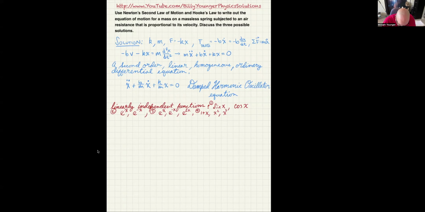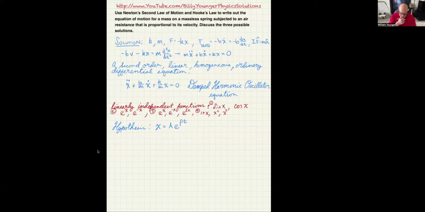So now that we have that, I'm going to go ahead and use the method that I introduced to you in oscillations example 1 to find a solution to this differential equation. And what I'm going to do is make a hypothesis. The hypothesis is x is equal to a e to the rho t.